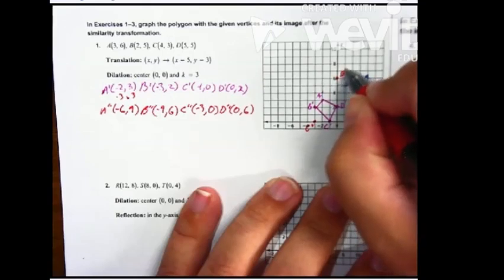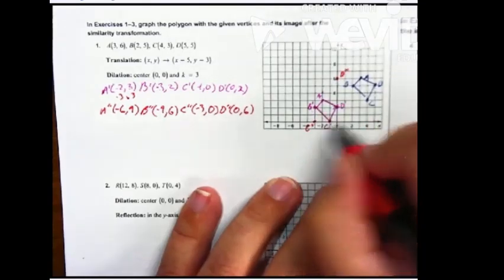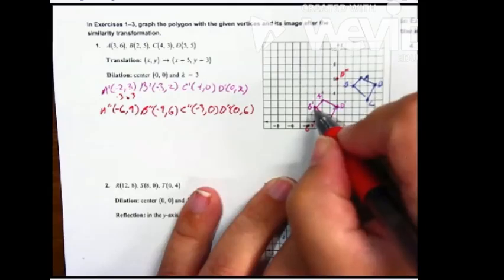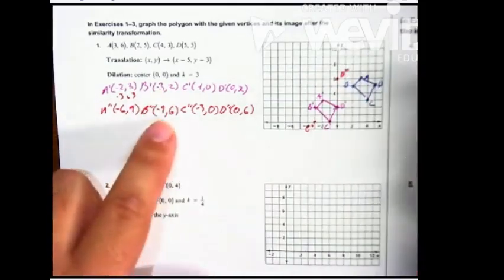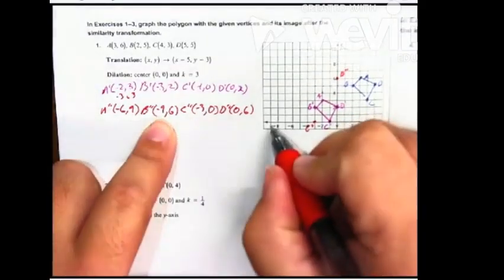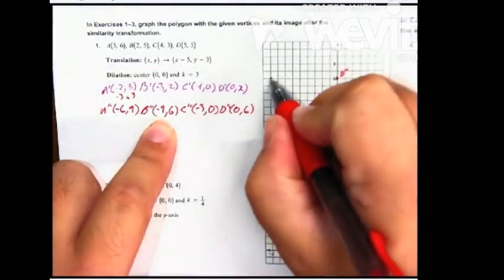So D double prime. A little bit more difficult here. Okay, we're going 3 over and 2 up, so I need to go 3 over and 2 up, and then 3 over and 2 up, or I can just multiply it out. Negative 9, 6. Negative 9 and up 6 puts it right there.